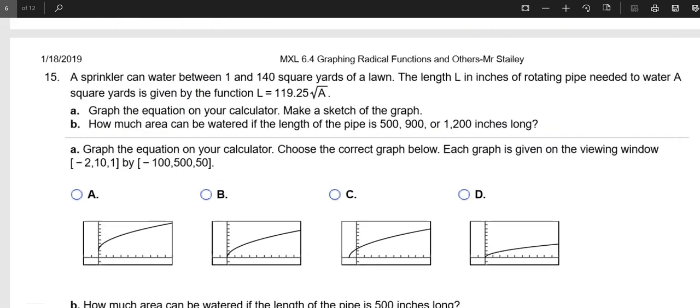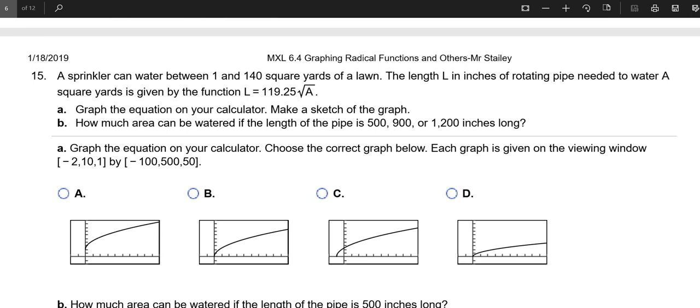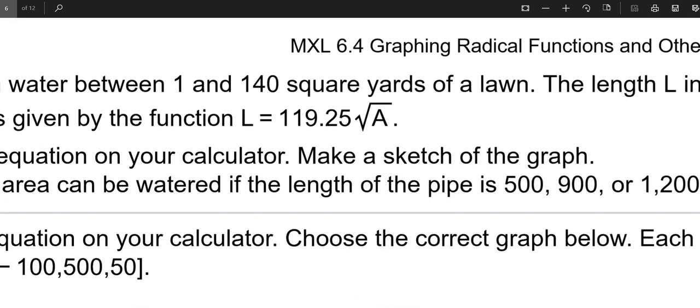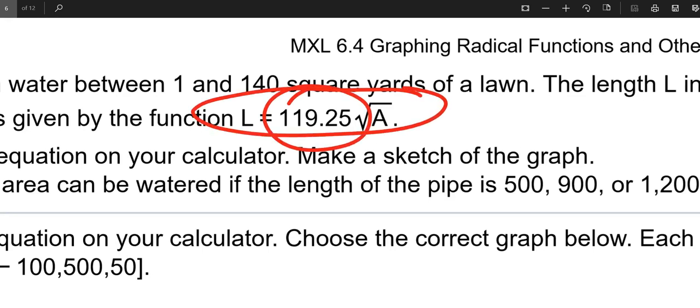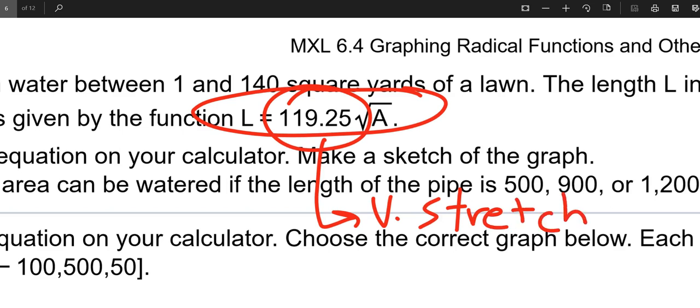The only thing I really want to look at this question for is this equation right here. Tell me what you notice about that. Do you think this is a vertical stretch or a vertical shrink? Why do you think stretch? Because it's way bigger than 1. Right? It's a lot bigger than 1. So it is definitely a vertical stretch.